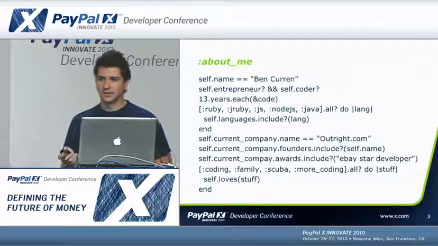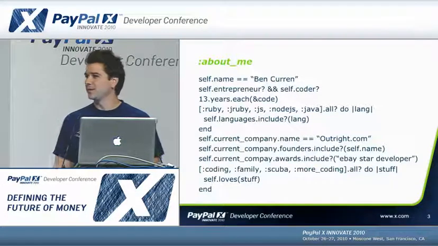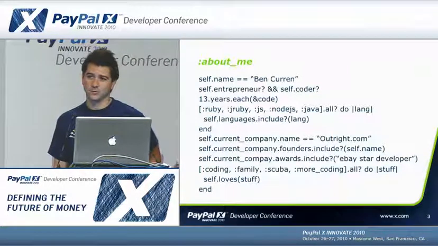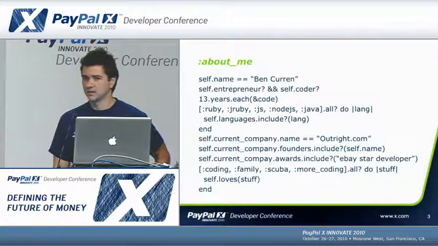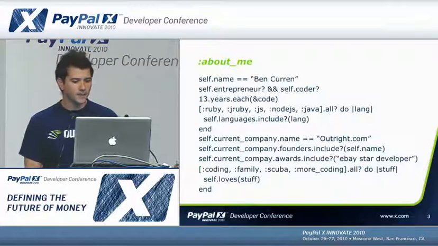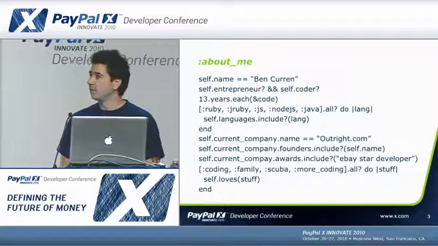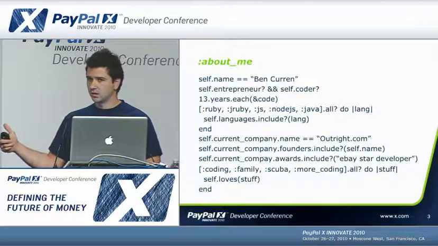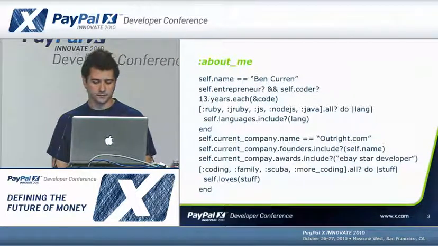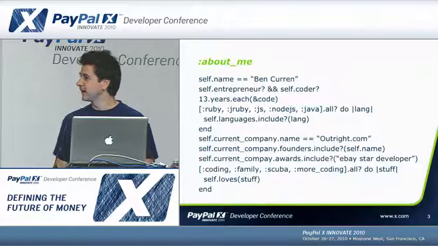So first, a little bit about me. My name is Ben Curren. I'm an entrepreneur. I'm a coder. I've been coding for about 13 years. Coded in all sorts of different languages, from C, C++ to Ruby to Java. Most recently, I program mostly in Ruby and JavaScript, actually. Current company I'm at is called Outright.com. I'm one of the founders. And we actually did a similar eBay app, and we won the eBay Star Developer Award for that. That was last year. And for fun, I love my family, scuba, hang gliding at one point.